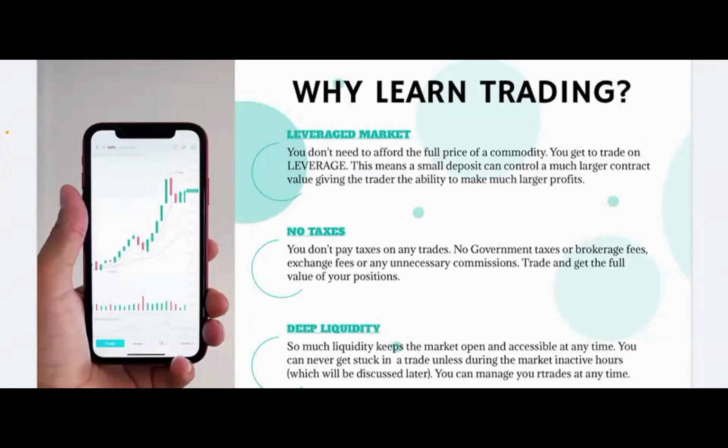Now there are no taxes. What this means is the government doesn't take any taxes for your trade, nor do brokerage agencies or the exchange commissions. So you get the full value of any of your positions, except for maybe spreads, which are the little you pay.